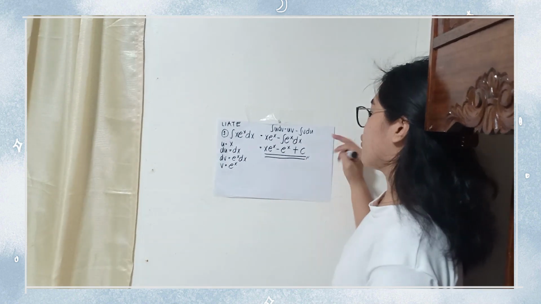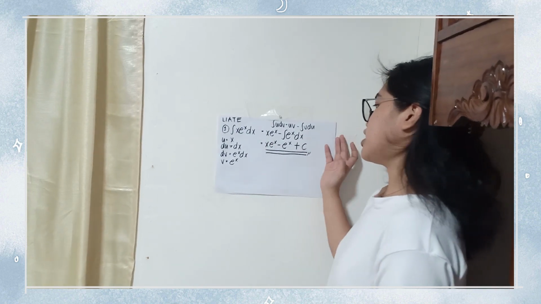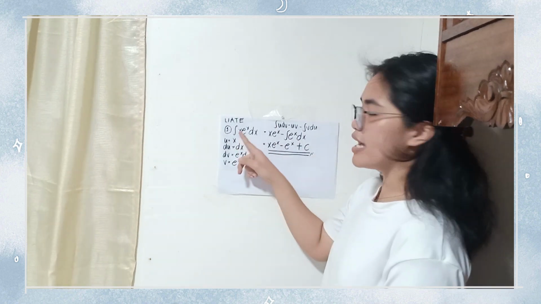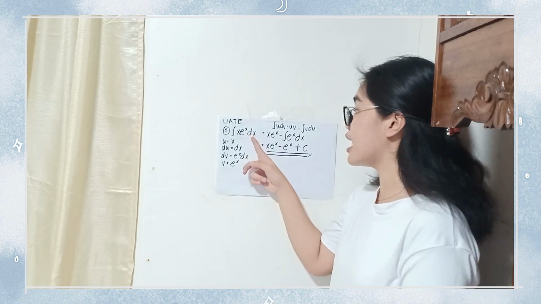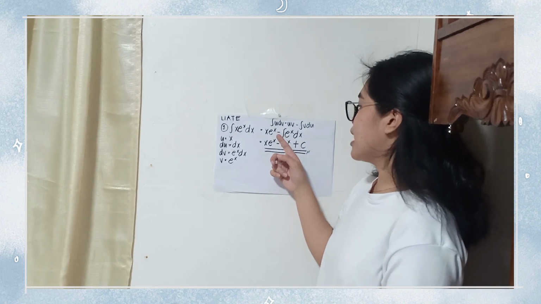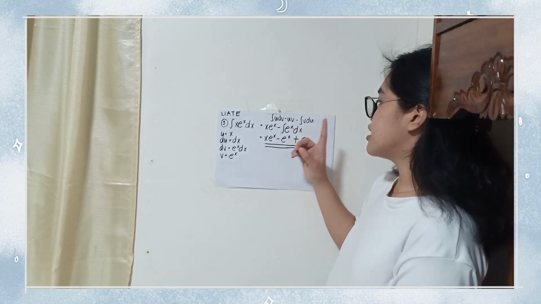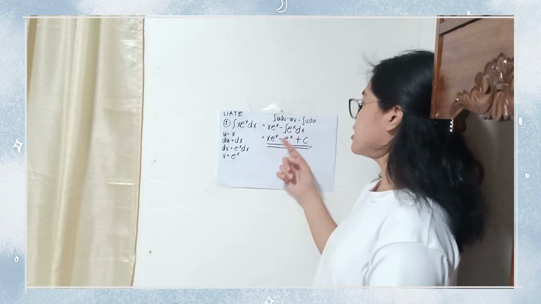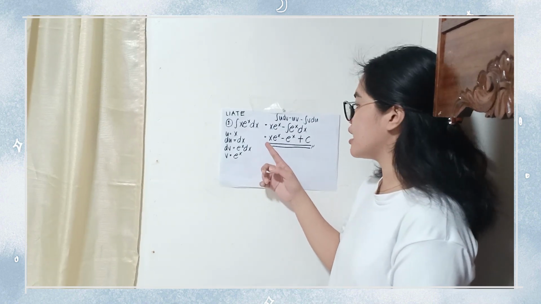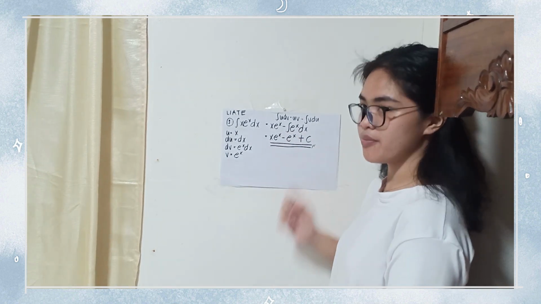So we need to follow the given formula for integration by parts. Substitute the given values into this equation. It will become integral of x e raised to x dx is equal to x e raised to x minus integral of e raised to x dx. Again, the integral of e raised to x is e raised to x. So the final answer will be x e raised to x minus e raised to x plus c.